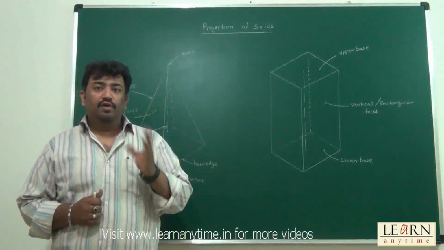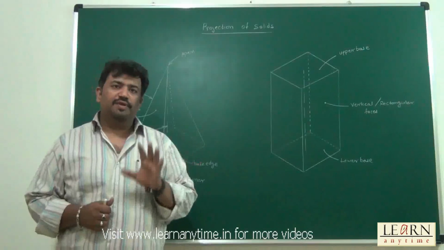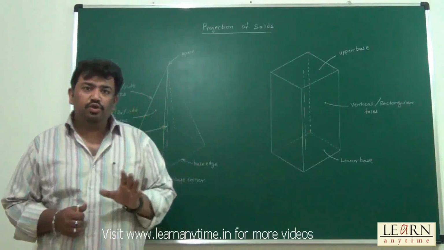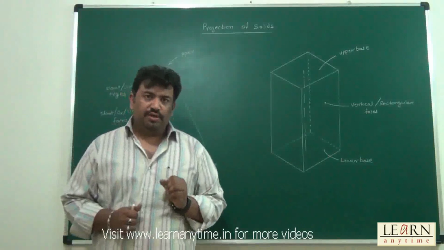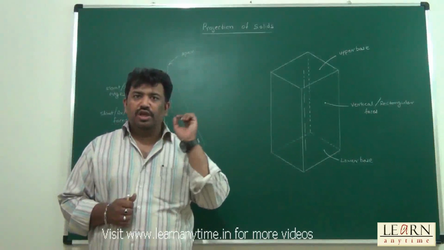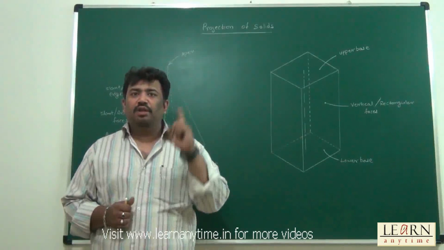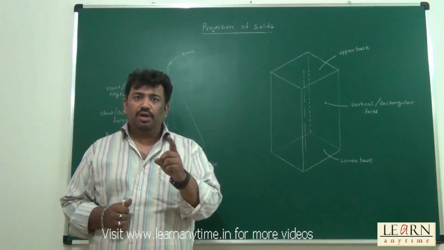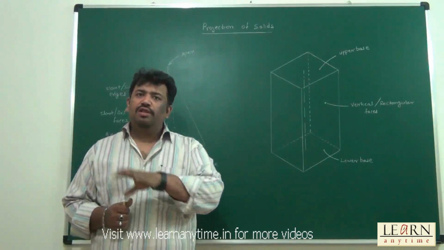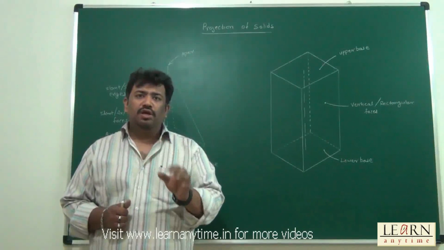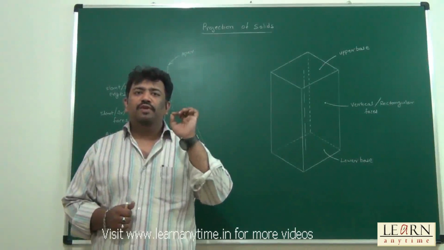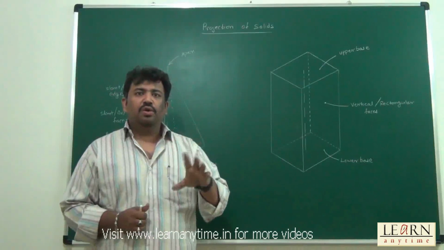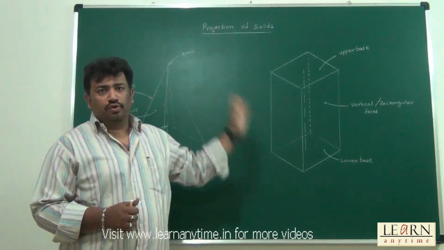Okay, we know that the theory paper is of 75 marks. There will be 7 questions, 15 marks each. Right? Now this chapter, the weightage is 15 marks. There will be one single question. Every time there will be one single question, question number 3 or question number 4. There will be no A, no B, no C. Just one single question with 15 marks weightage, and dedicated to projection of solids.